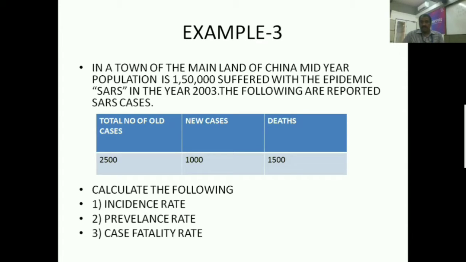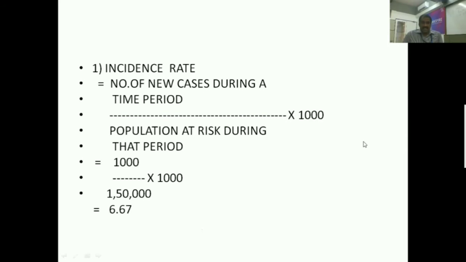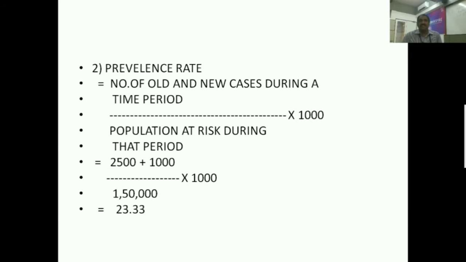During the solving, the most important thing is, first you write down the formula, define the rate by using the formula, and then substitute the values. Here, incidence rate is the number of new cases during the time period divided by the population at risk during the same time period, into 1,000. So here new cases are 1,000 and the population at risk is 1,50,000, into 1,000. Then finally we are getting the value 6.67.